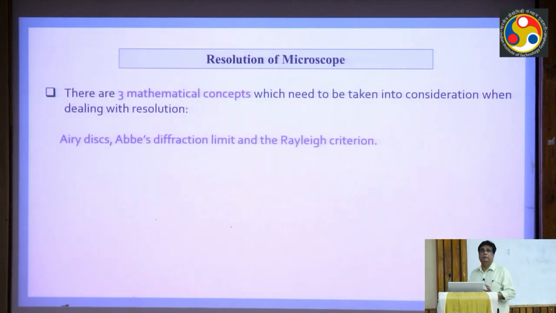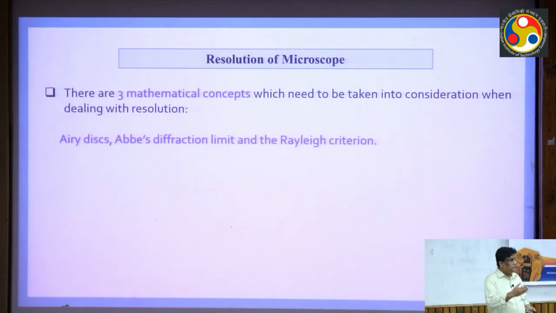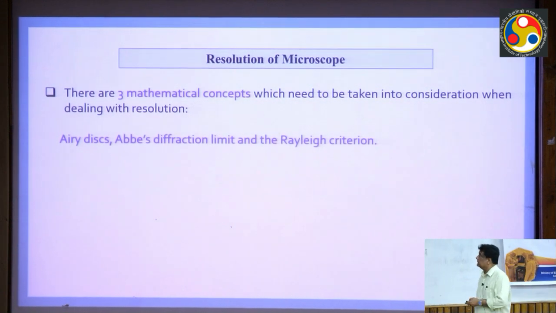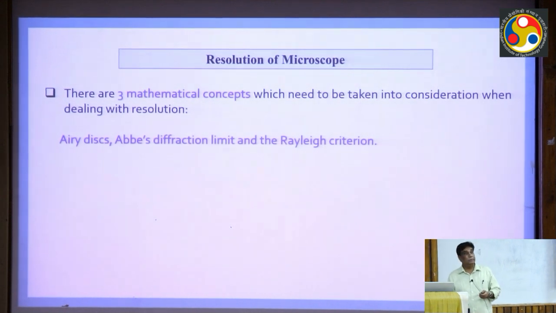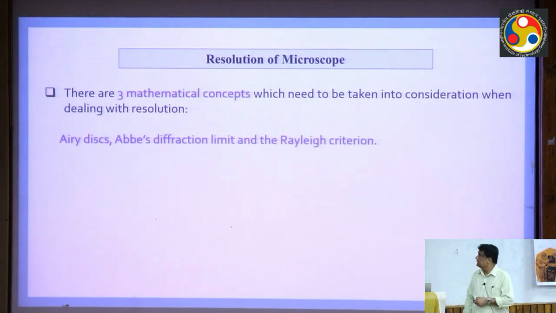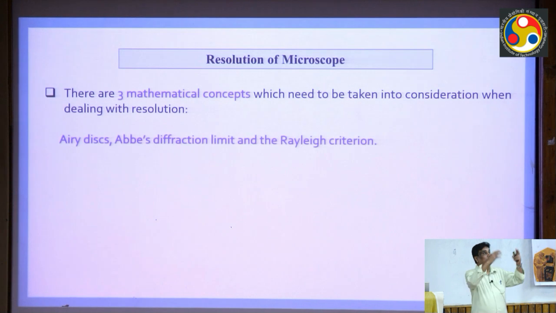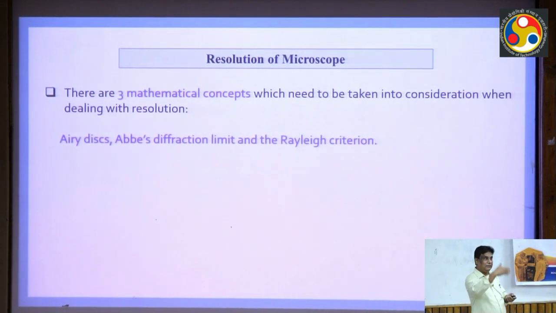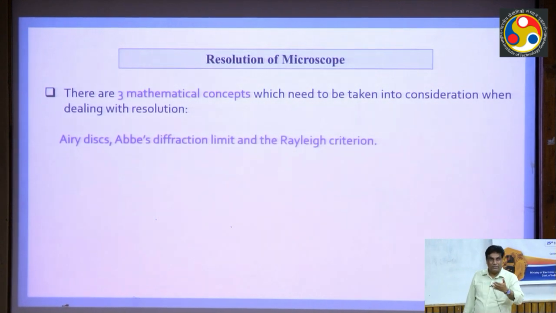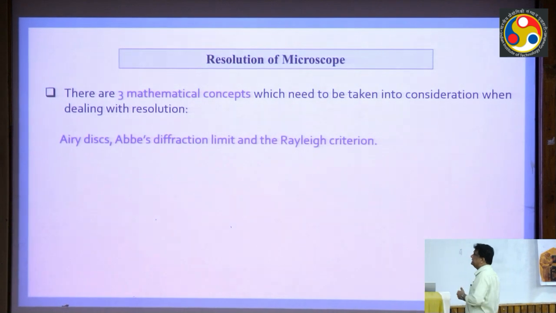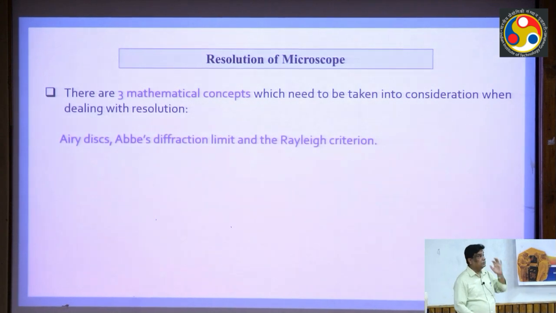There are three mathematical concepts that started in the 1800s to decipher the resolution of a microscope, by three eminent scientists. You must have heard about the Airy disk, then Abbe's diffraction limit, and Rayleigh scattering. By the way, the sky is blue because of Rayleigh scattering. Everything is scattered, we have read this in our school books. These three scientists played an important role in developing the use of light for the microscope.